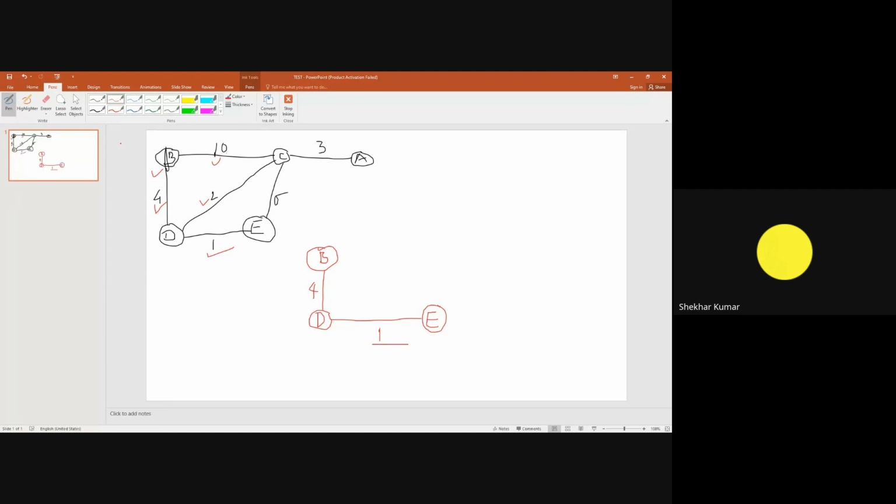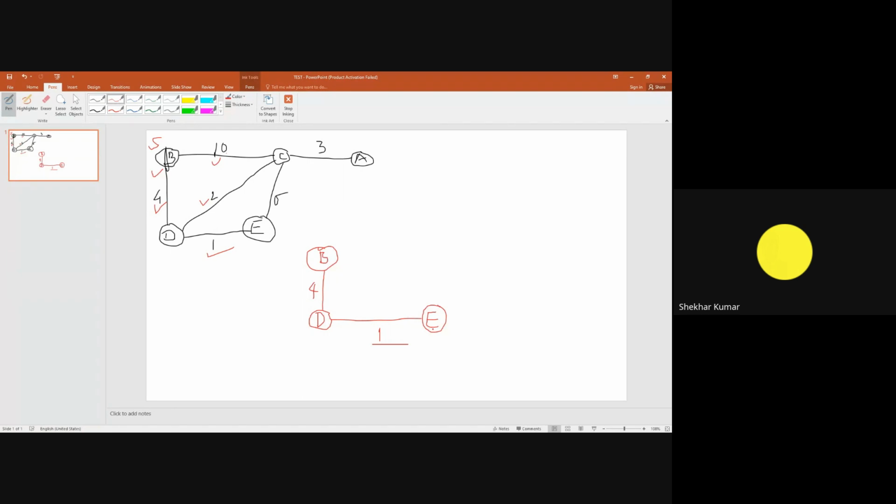Okay, first we selected one source node, that is B. From B we found the minimum weighted edge, that is B to D. We added this edge B to D in our minimum spanning tree. Now among all the edges associated with B and D, we found one edge that has the minimum weight, that is D to E, because the weight of this edge is 1. Now we have added this edge in our minimum spanning tree.